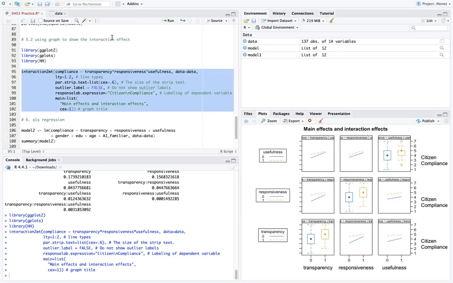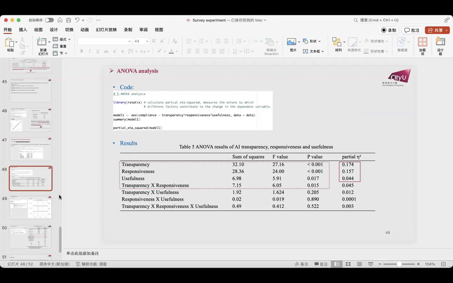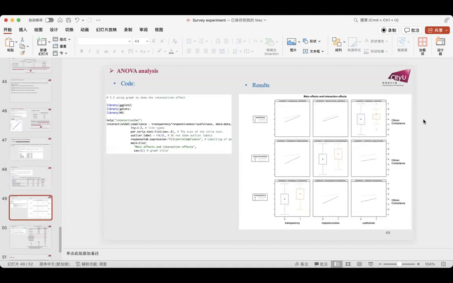We can show this in our report. Like first, Table 5, ANOVA analysis results of transparency, responsiveness, and usefulness. Here we can see these three independent variables and the interaction effect of transparency and responsiveness have a significant impact on citizen compliance, with transparency contributing most to citizen compliance, followed by responsiveness and usefulness. And also we can use this graph to show the interaction effects and the main effects.